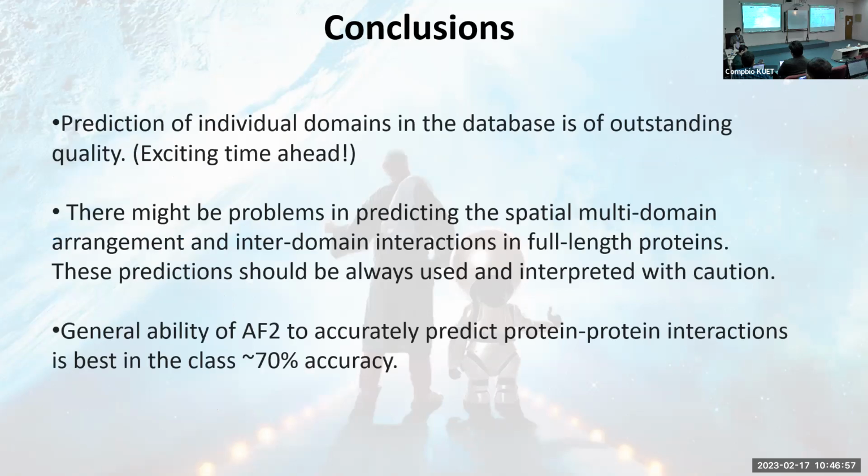I think that's it. So just the conclusion: it's outstanding quality. Look at its database. You can probably download most of the proteins there. Sometimes you even get the individual domains right, but if you have multiple domains, the orientation relative to each other may not be correct in AlphaFold, but you will see that in the PAE, the predicted aligned error, which tells you how the different domains are.